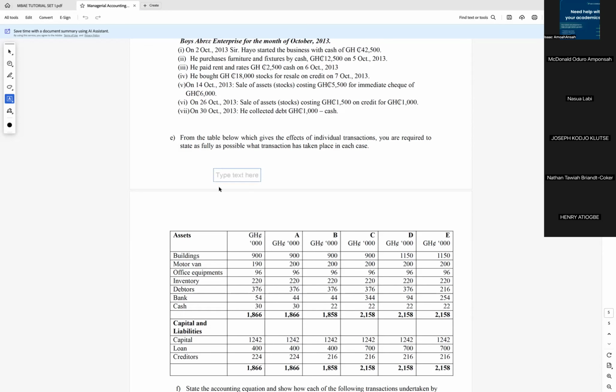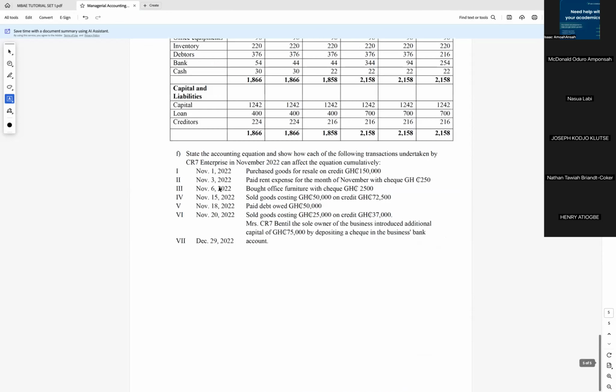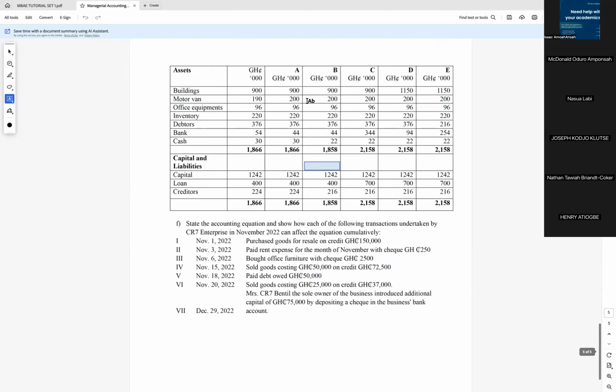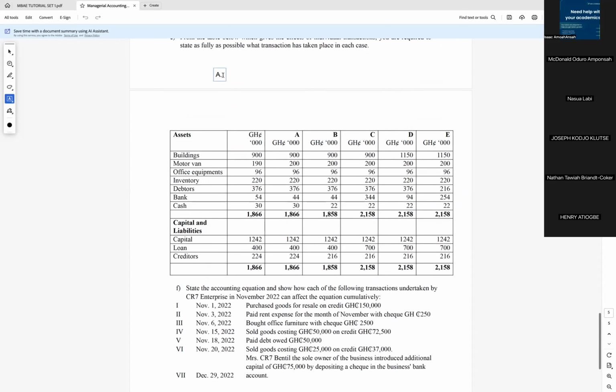All right. So let's see if we can put that down here. Bought motor van worth 10,000 Ghana cedis by check. Yes, who picks up on B? So we go. Who picks up on B? I need someone to pick up on B. I can. Okay, go ahead, Henry.